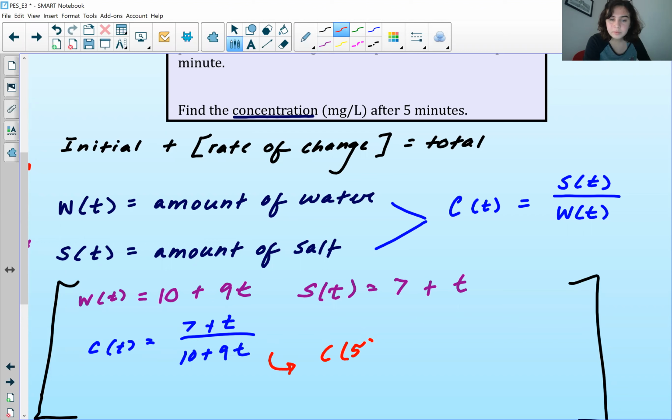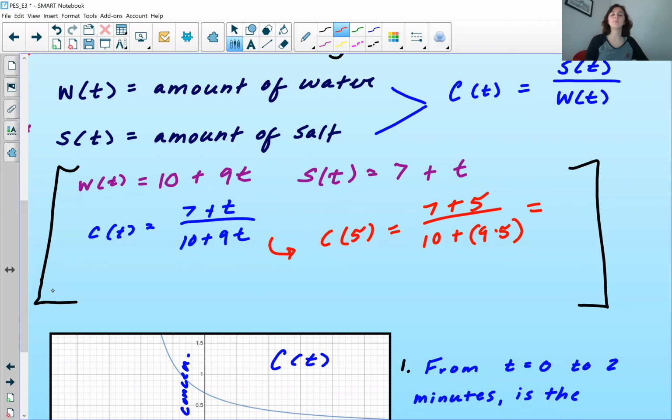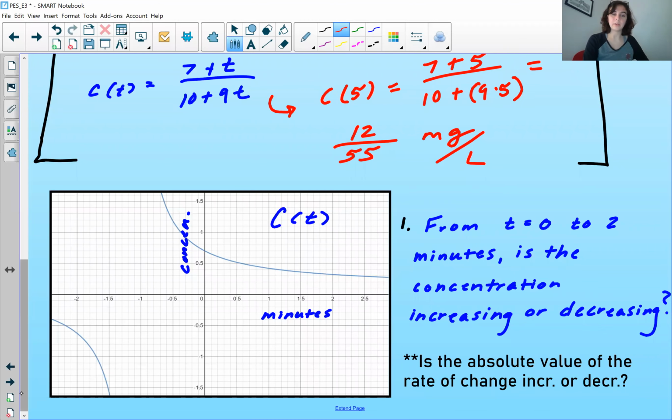So C of 5 is going to equal (7 plus 5) over (10 plus 9 times 5). And that's going to equal 12 over (10 plus 9 times 5). 9 times 5 is 45, plus 10 is 55. So I'm just going to leave my fraction as this, but it's going to be 12 over 55, or 12/55 milligrams per liter. Okay, and now I also want us to look at the graph of this function.